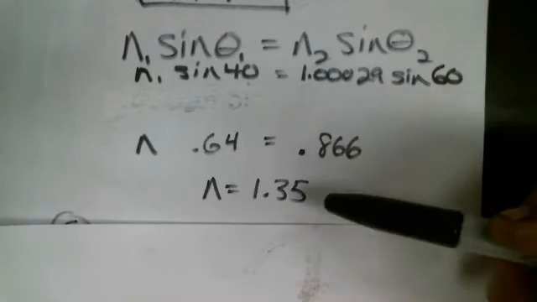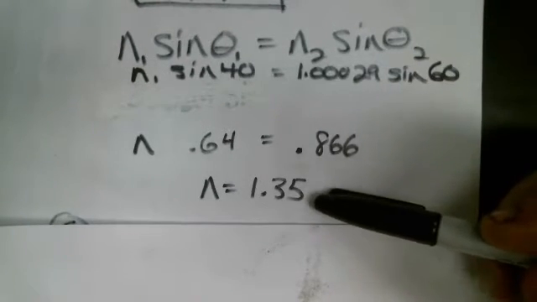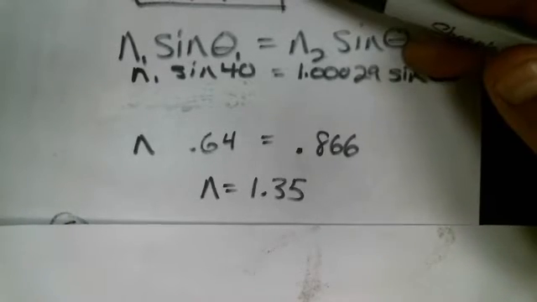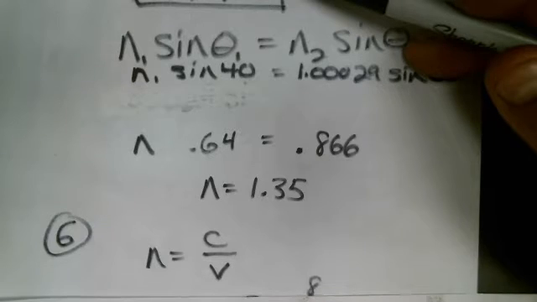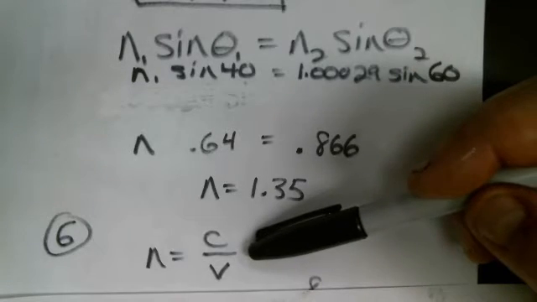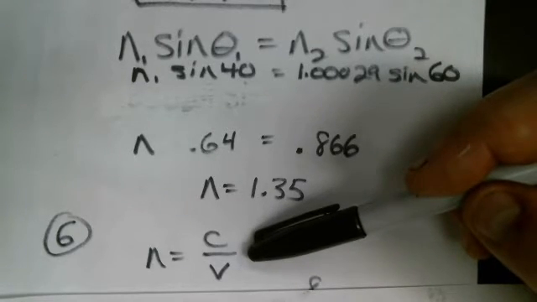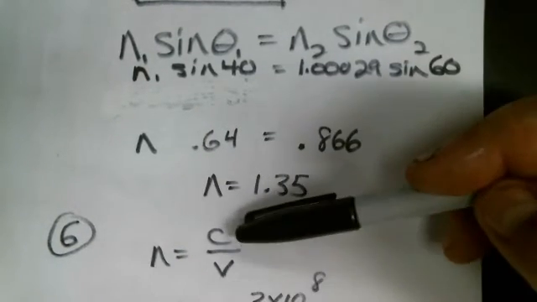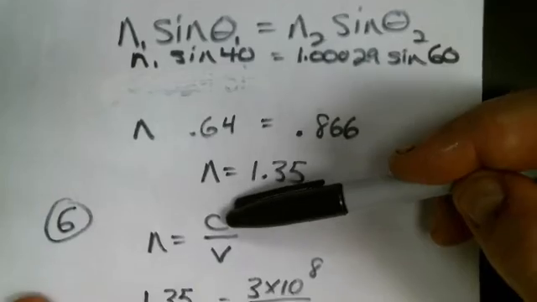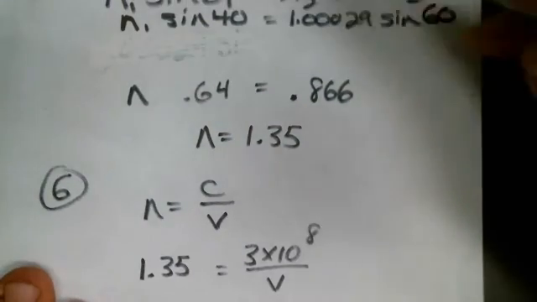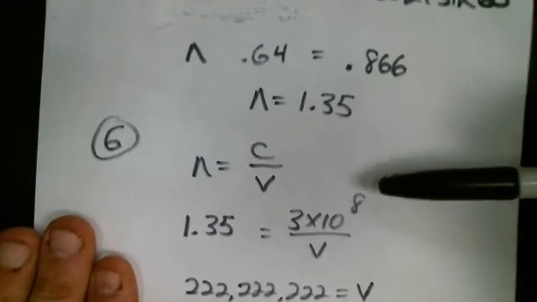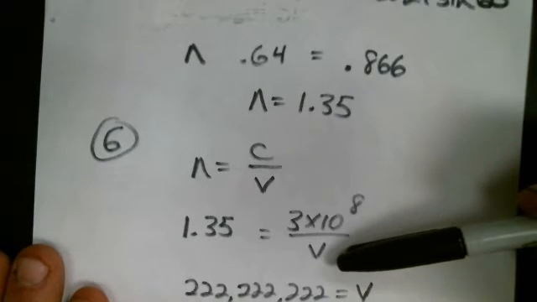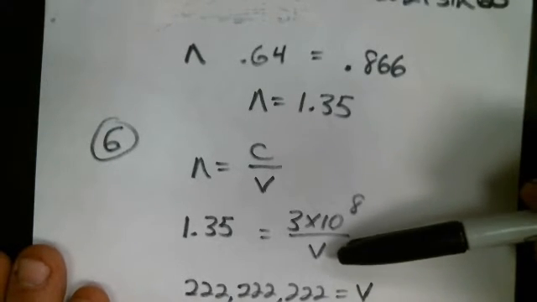For number 6, we're going to use this number. We want to figure out what's the speed of light in this material. So we use the definition for the index of refraction. This is the thing that we learned last chapter. The n we just figured out to be 1.35. c is the speed of light in a vacuum. That is always going to be 3 times 10 to the 8th. And we divide that by the velocity in the material. That's what we're trying to figure out.